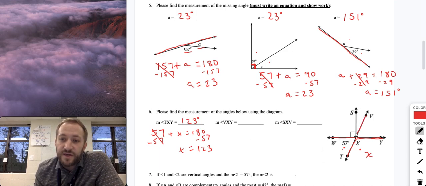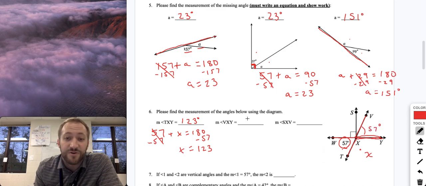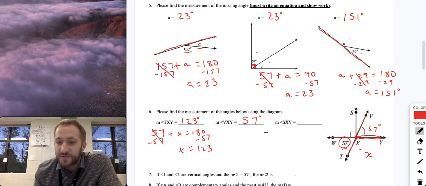Here's VXY. Let's figure out this angle. You know what's great about this one? No math needed. It's directly across from this 57 here. So when angles are directly across from each other, that means they're vertical and congruent. So this is also 57 degrees. And the last one right here is angle SXV.